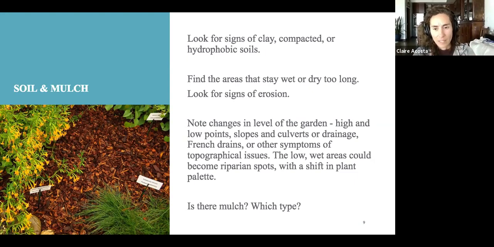And here it says, yeah. So you can also have a low wet area, it could be a riparian spot. These areas don't have to be problem areas. It's just, again, the right plant for the right space. So potentially utilizing these kinds of features and putting the right plants in there.